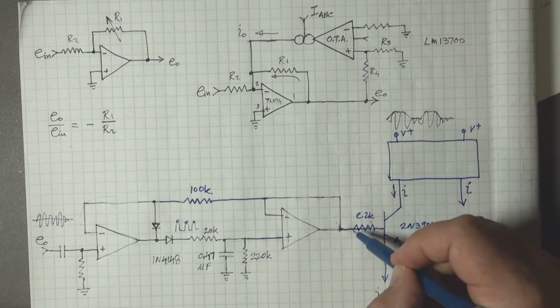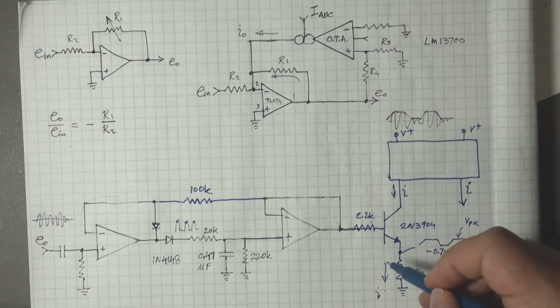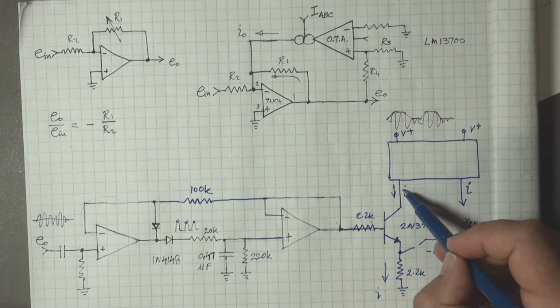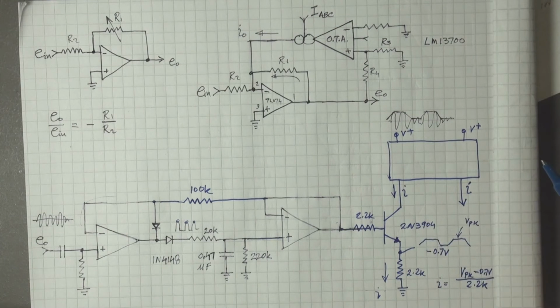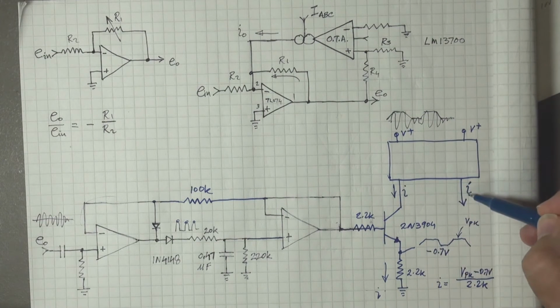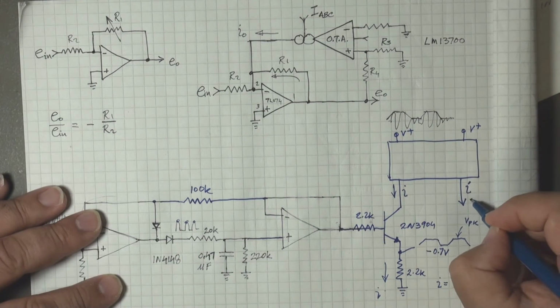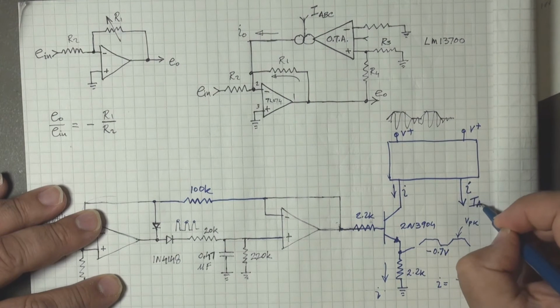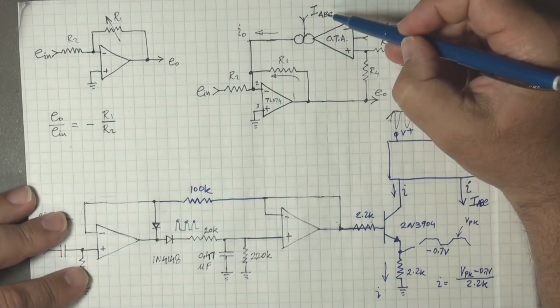There's a little bit of a base current that is contributing to the emitter current, so they're not exactly the same. But for the most part, the collector current of the 2N3904 is the same as the emitter current going down this branch, which we've determined is proportional to the envelope of the peak voltage divided by this resistor value. So I can copy this current through the current mirror and connect this branch to the IABC input of the OTA here.